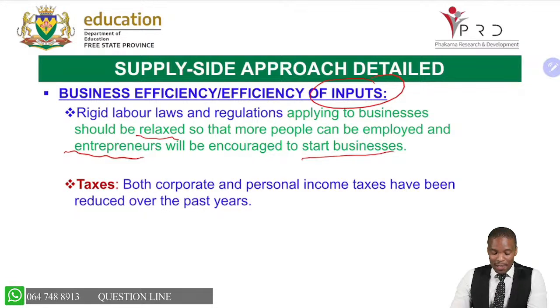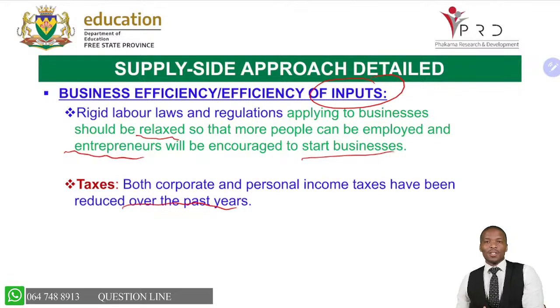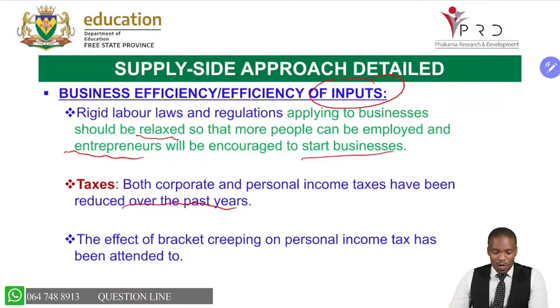Taxes, here we are talking about both corporate as well as personal income tax, which have been reduced over the past years so that people can have more income that they will spend on goods and services. Even businesses as well. If the tax on businesses is reduced, that money will be used for expansion purposes. That money will be used to create more employment in the country. In that way, the country will be able to achieve its objective, which is economic growth and development.